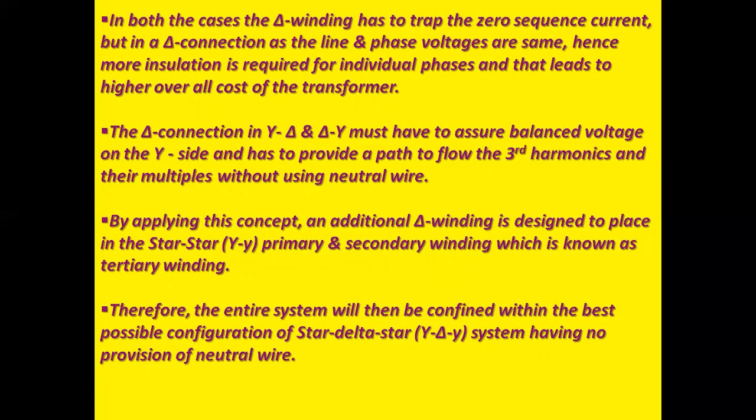By applying this concept, an additional delta winding is designed to be placed in the star-star primary and secondary winding, which is known as tertiary winding. Therefore, the entire system will then be confined within the best possible configuration of a star-delta-star system, having no provision of neutral wire.